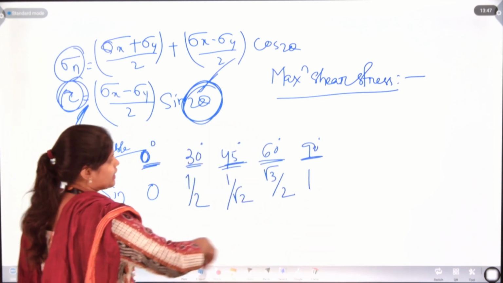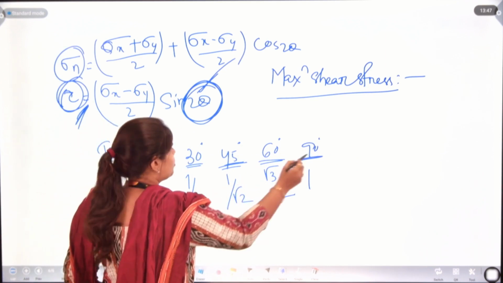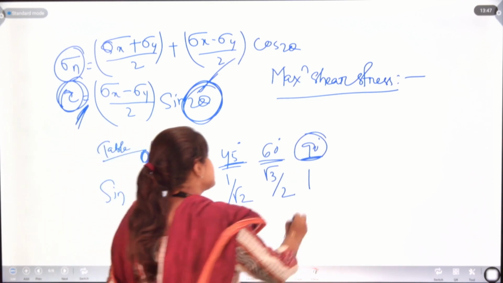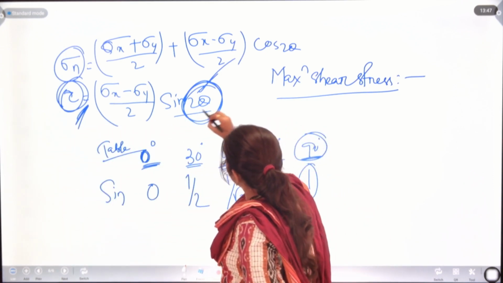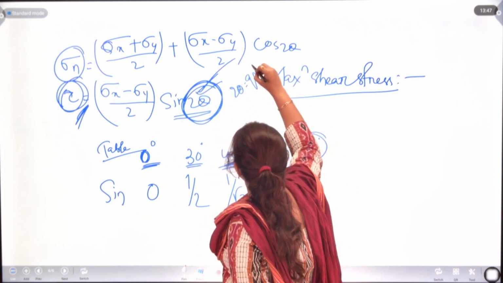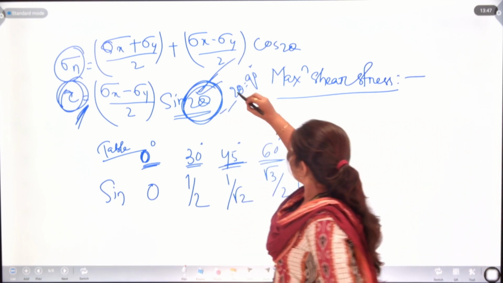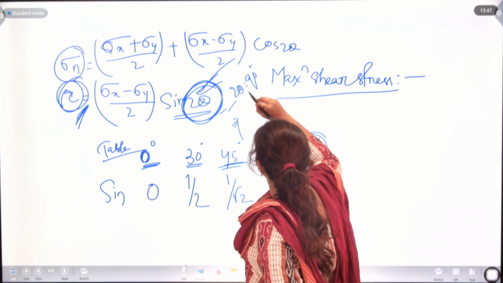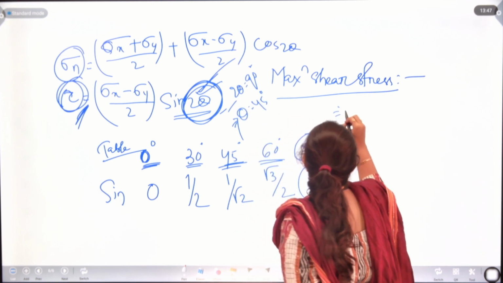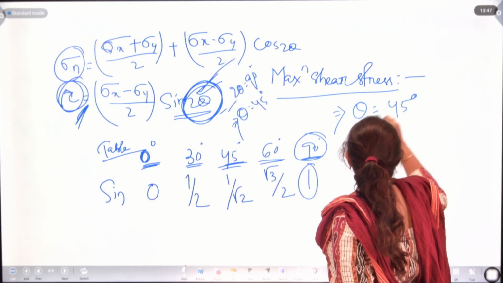So this cycle will repeat after 90. Until now we just need this up to 90 degrees. So sin 90 is 1. If we put 2 theta as 90 degrees, then our value will be maximum. So for 2 theta to be 90, we will have theta as 45 degrees. So to find the maximum shear stress, we need theta as 45 degrees.